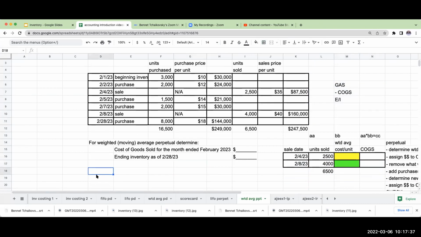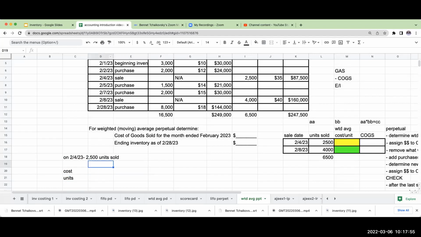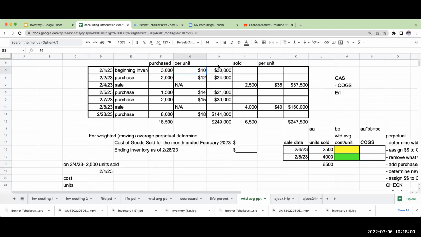Now, to take a weighted average of our inventory, on 2/4/23, 2,500 units were sold. So I need to figure out what my weighted average is. My cost on 2/1/23, my beginning inventory of 3,000 units, had a total value of $30,000, or 3,000 times 10. I'm going to divide this by the number of units, 3,000.